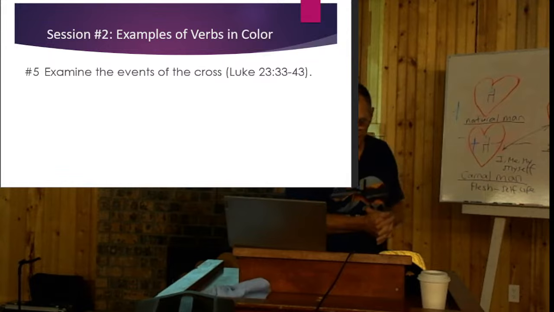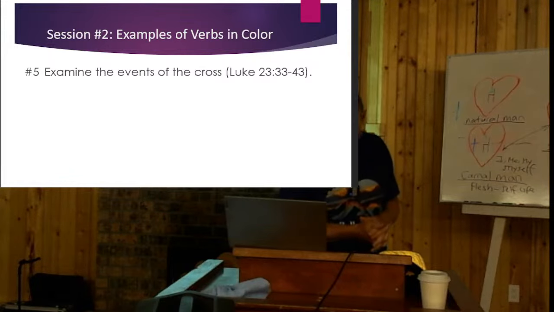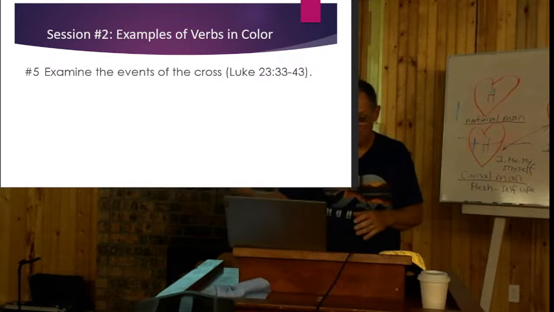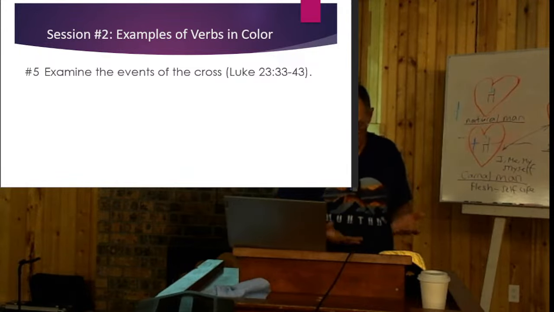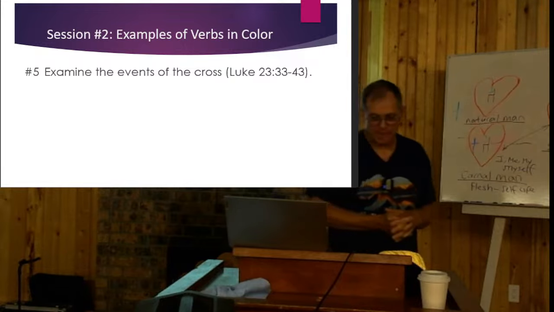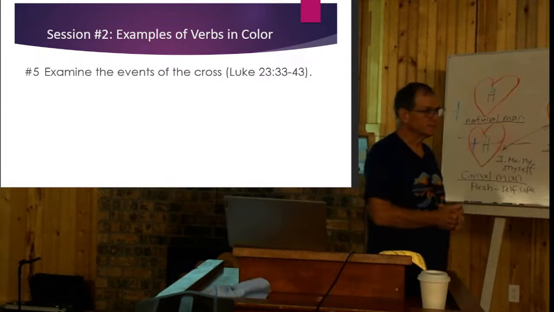By the way, verse 45, the sun was darkened and the veil of the temple was torn in two. Darkened there is passive. Something acted on the sun in order to darken it. I think God did it.